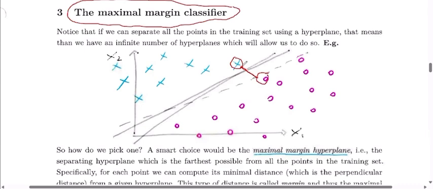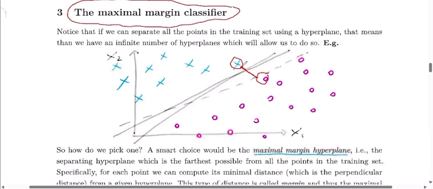That is the reason why the maximum margin classifier can be called a hard classifier, because the assumption here is that it works when data is perfectly linearly separable. We don't want to tolerate any misclassification here at all.